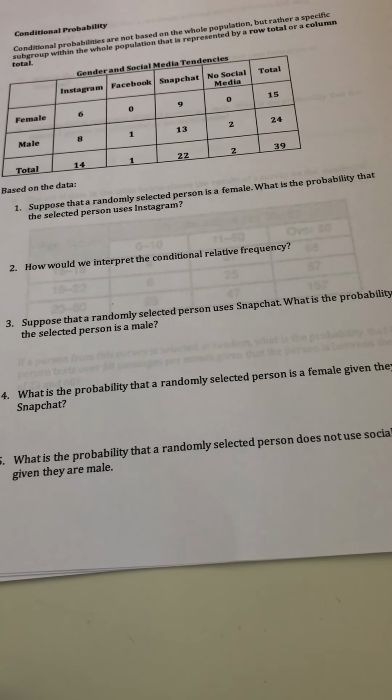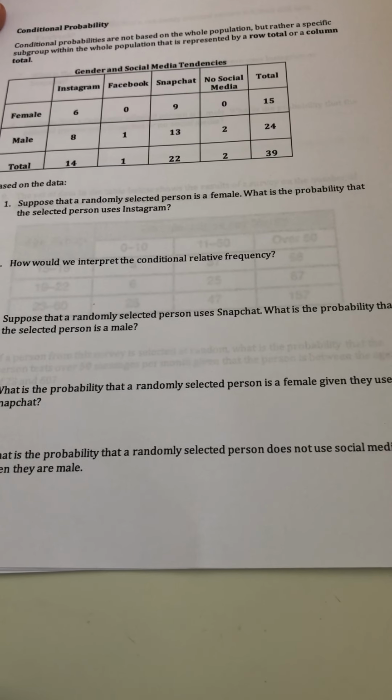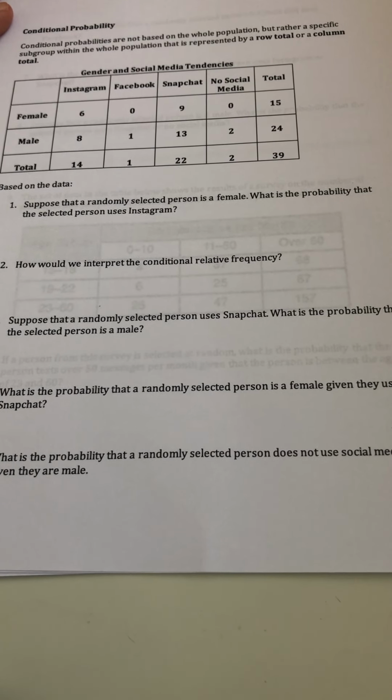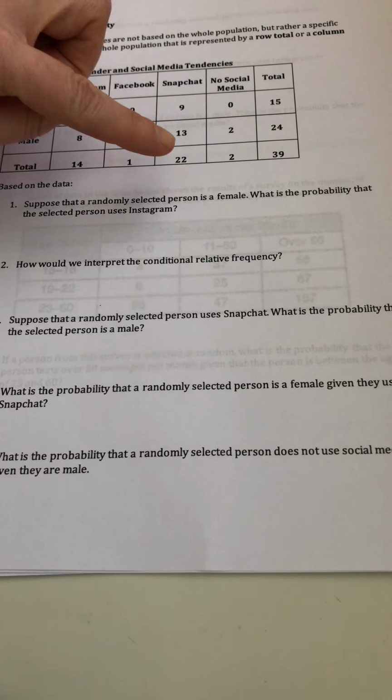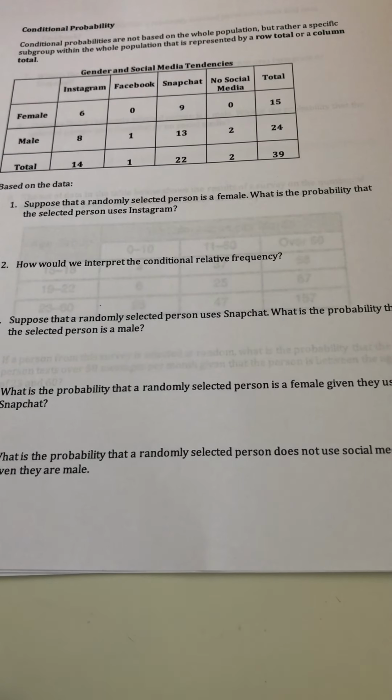Okay, so this is our second page. Conditional probability. Conditional probabilities are not based on the whole population, but rather a specific subgroup within the whole population that is represented by a row total or a column total. So we don't have anything to fill in on our two-way table here. All of the values are given, and the totals in the column and row are also given. So everything is sort of set up for us.